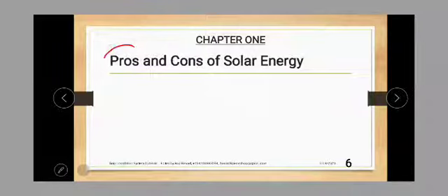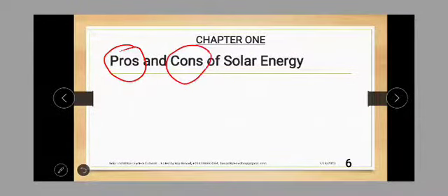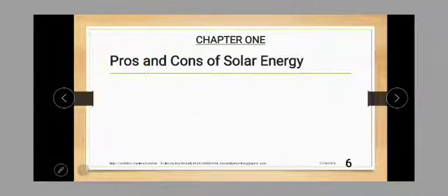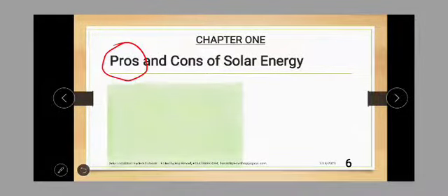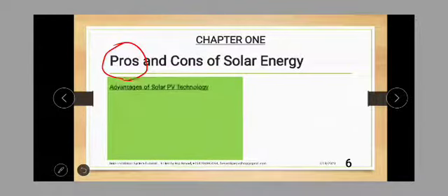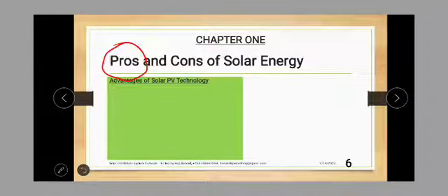Now let's move to pros and cons of solar energy. What are pros and cons of solar energy? Pros means advantages. Let's see the advantages of solar energy. Cons means disadvantages, of course. Now let's look at the pros. These are the advantages of solar PV technology.